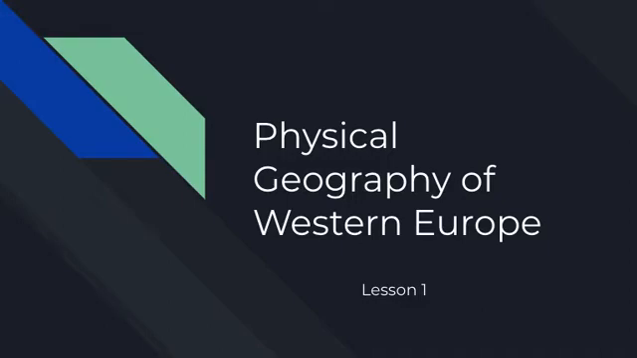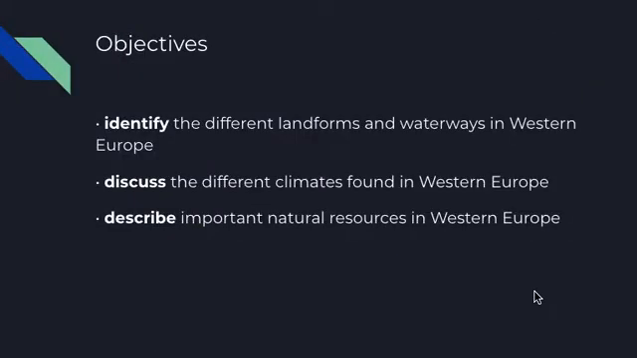Chapter 11, Western Europe. Lesson 1, the physical geography of Western Europe. This can be found on page 334. Our objectives for today are to identify the different landforms and waterways in Western Europe, to discuss the different climates found in Western Europe, and to describe important natural resources in Western Europe.